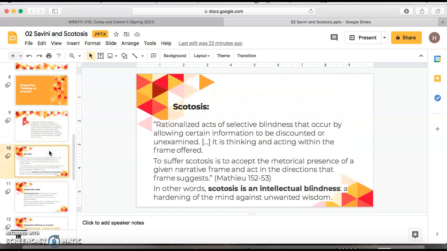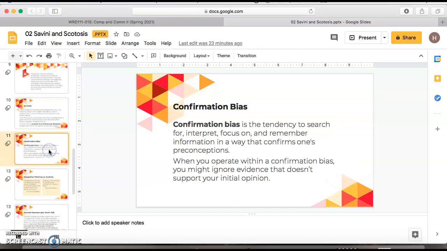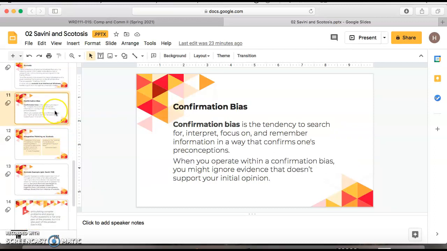Schizosis, on the other hand, is this kind of intellectual blindness. So it's a hardening of the mind against unwanted wisdom. It's selective blindness that allows certain information to be discounted or unexamined. And it's thinking within and acting within one offered frame. So you're kind of frozen in place, looking at one thing and refusing or being unable to look at anything else.